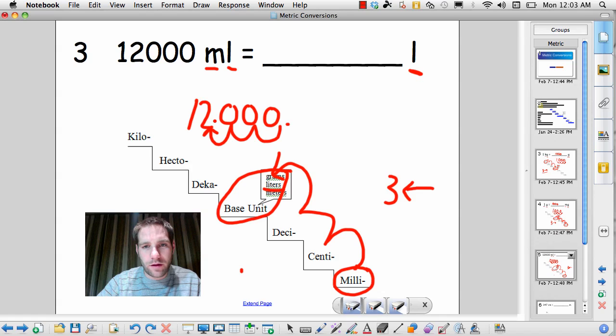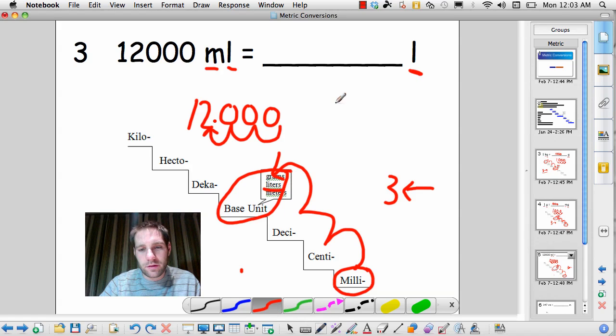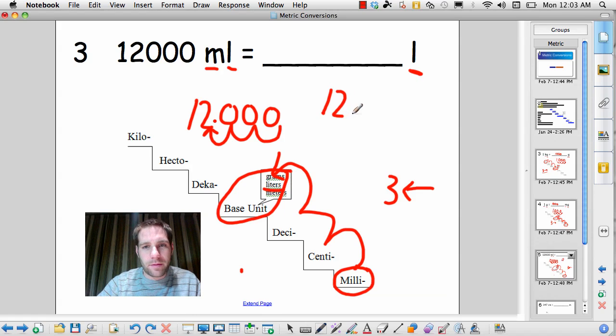I have 12.000 because I moved my decimal to right here. You can choose to keep those zeros or you can choose to drop them. That's something that we'll also talk about with significant figures later on. But right now, let's simplify this because we want to get rid of those zeros. That's what this whole conversion is all about. And I'm going to say that 12,000 milliliters is equal to 12 liters.